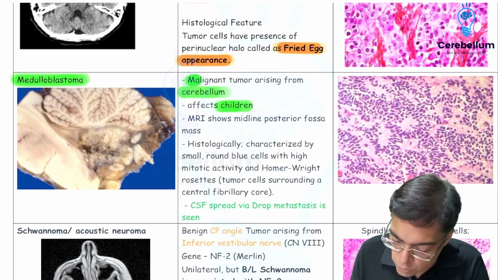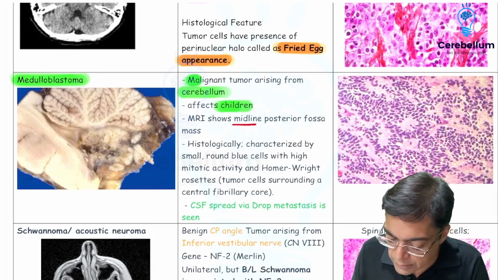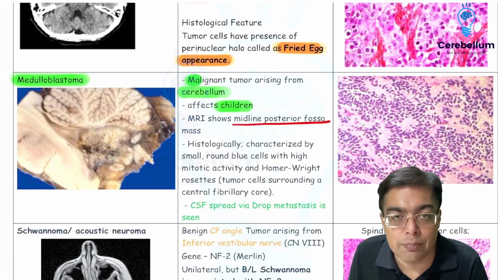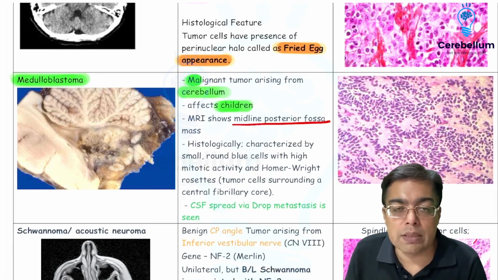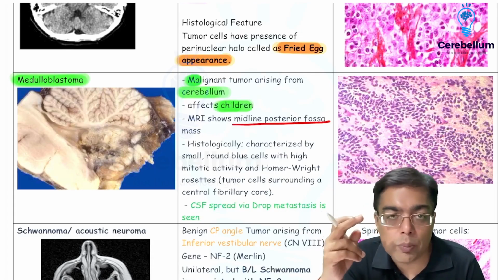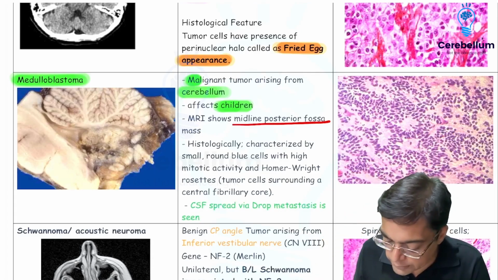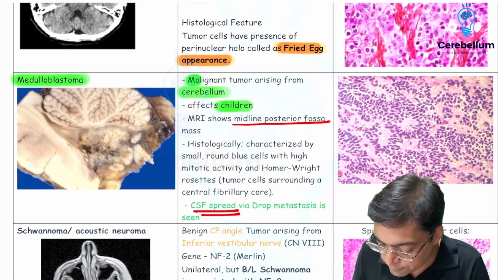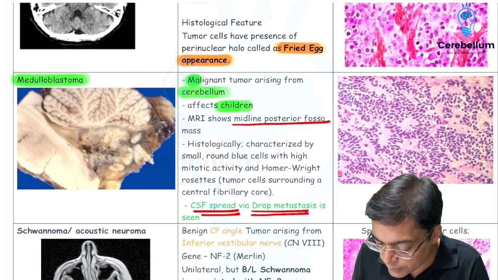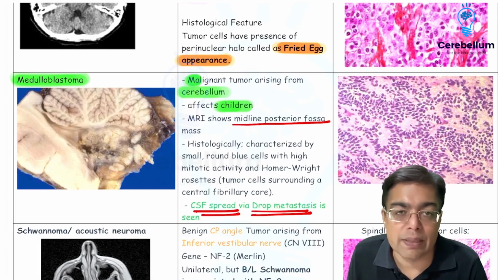Medulloblastoma is a tumor which is going to be having an important finding. It is going to be presenting in the form of a midline posterior fossa mass. And this being a malignant tumor is characterized by the fact the tumor cells are going to be moving from top to down. So therefore, there is a CSF spread. That's point number 1. And fact number 2, it is associated with the term drop metastasis.